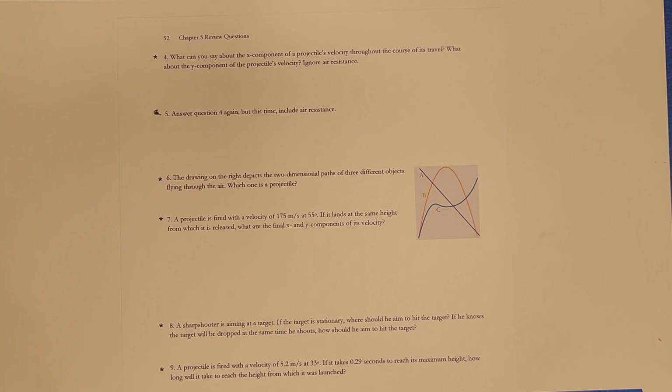So question 4, what can you say about the x component of a projectile's velocity throughout the course of its travel? What about the y component of the projectile's velocity? Ignore air resistance. I'm not going to write this out. I'm just going to verbally tell you. So the x component of a projectile's velocity is going to remain constant throughout the course of its travel as long as you are ignoring air resistance. So if it starts out at 5 meters per second, it ends at 5 meters per second too.